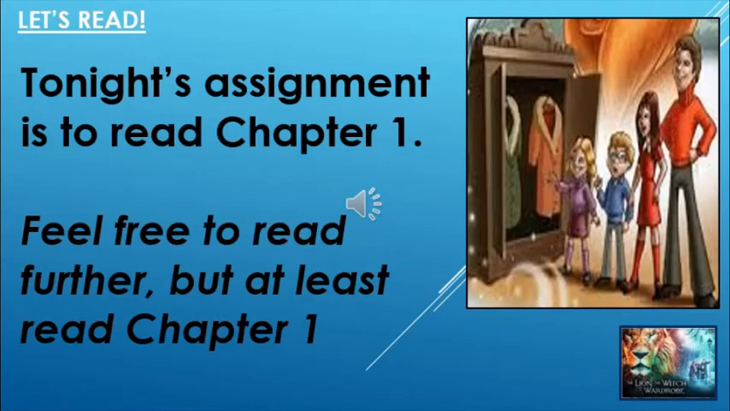So scholars, I believe we are thoroughly prepared to start reading. Tonight's assignment is to read chapter 1, and it is only 4 pages long. So feel free to read further, but at least read chapter 1 because we will pick up discussing it tomorrow.